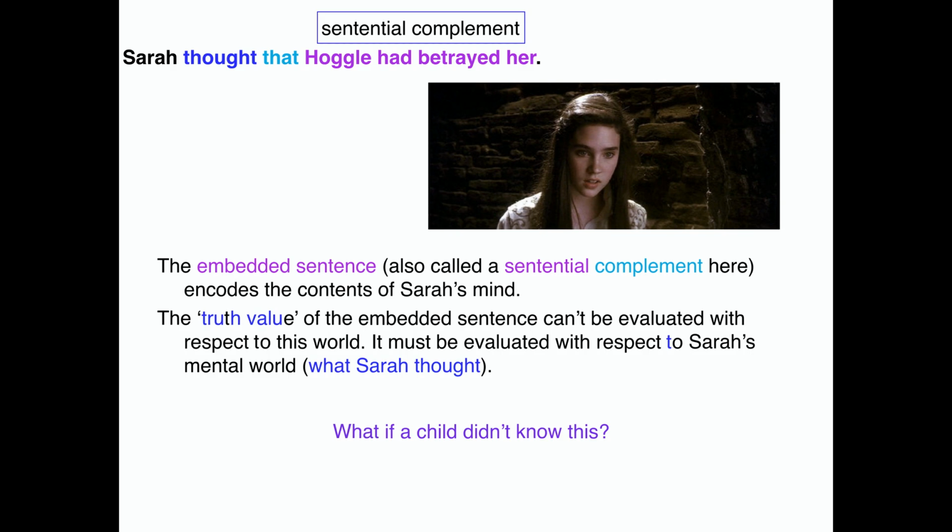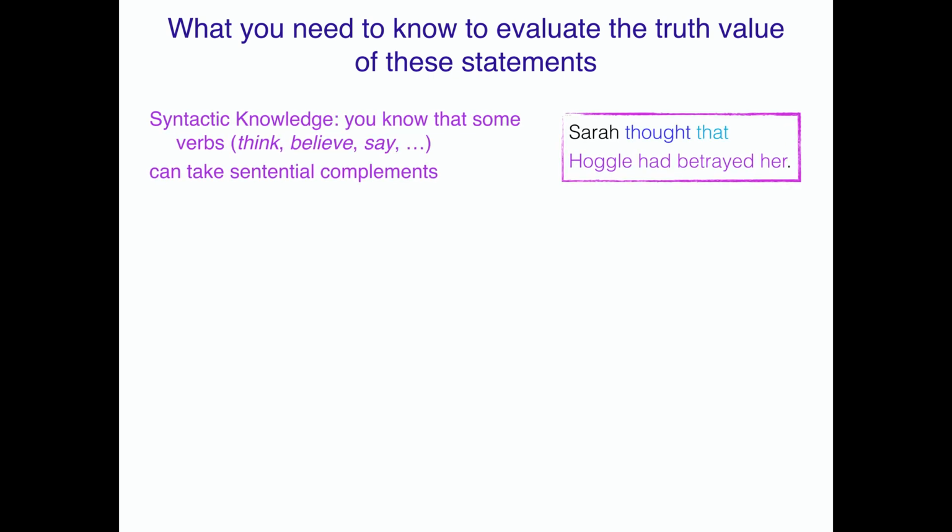And the question is, what if a child didn't know this, right? Here's what you need to know to evaluate the truth value of statements like these, right? You need to know that some verbs like think or believe or say can take these things called sentential complements. So Sarah thought, this is one of these mental state verbs, for example, then our complementizer, and the sentential complement, Hoggle had betrayed her, right? You know that some verbs like this can take sentential complements.